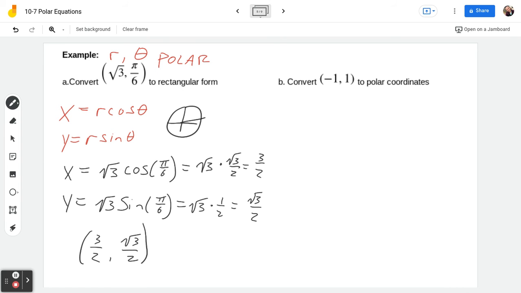All right, next I want to convert (negative 1, 1) to polar coordinates. This is going to be a little bit newer for us.